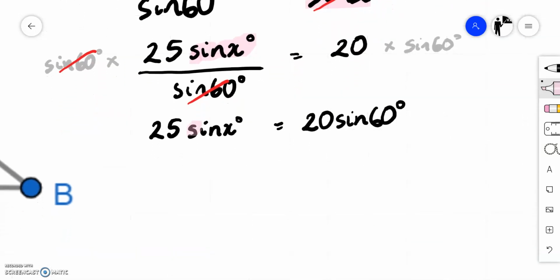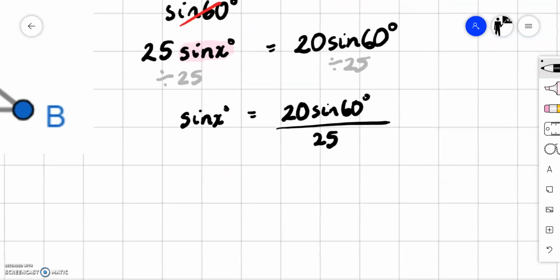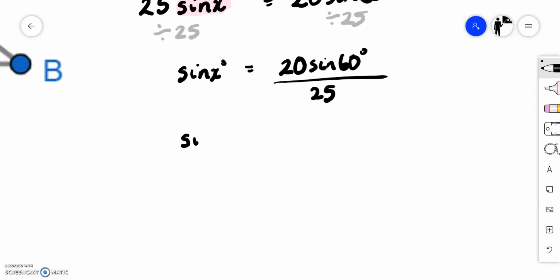Remember, the goal is we want to make sine x the subject of the formula. It's now being multiplied by 25, so we will divide both sides by 25. And then we're going to get to the case where sine x is indeed the subject. So sine x equals 20 sine 60 degrees over 25. At this stage, you get a few options. I would probably type the right hand side into a calculator because that's just going to give me a number. So you're going to do 20 sine 60 divided by 25.